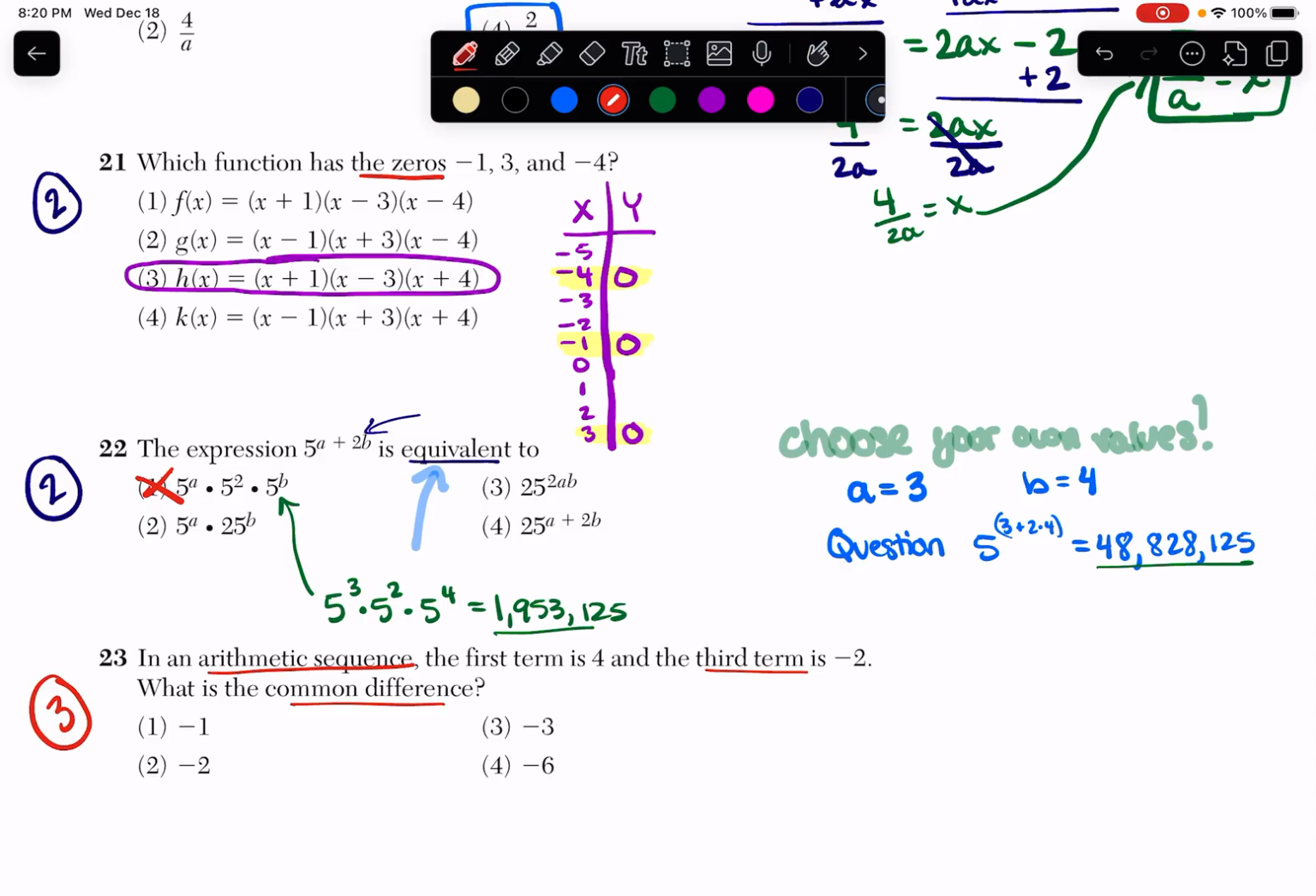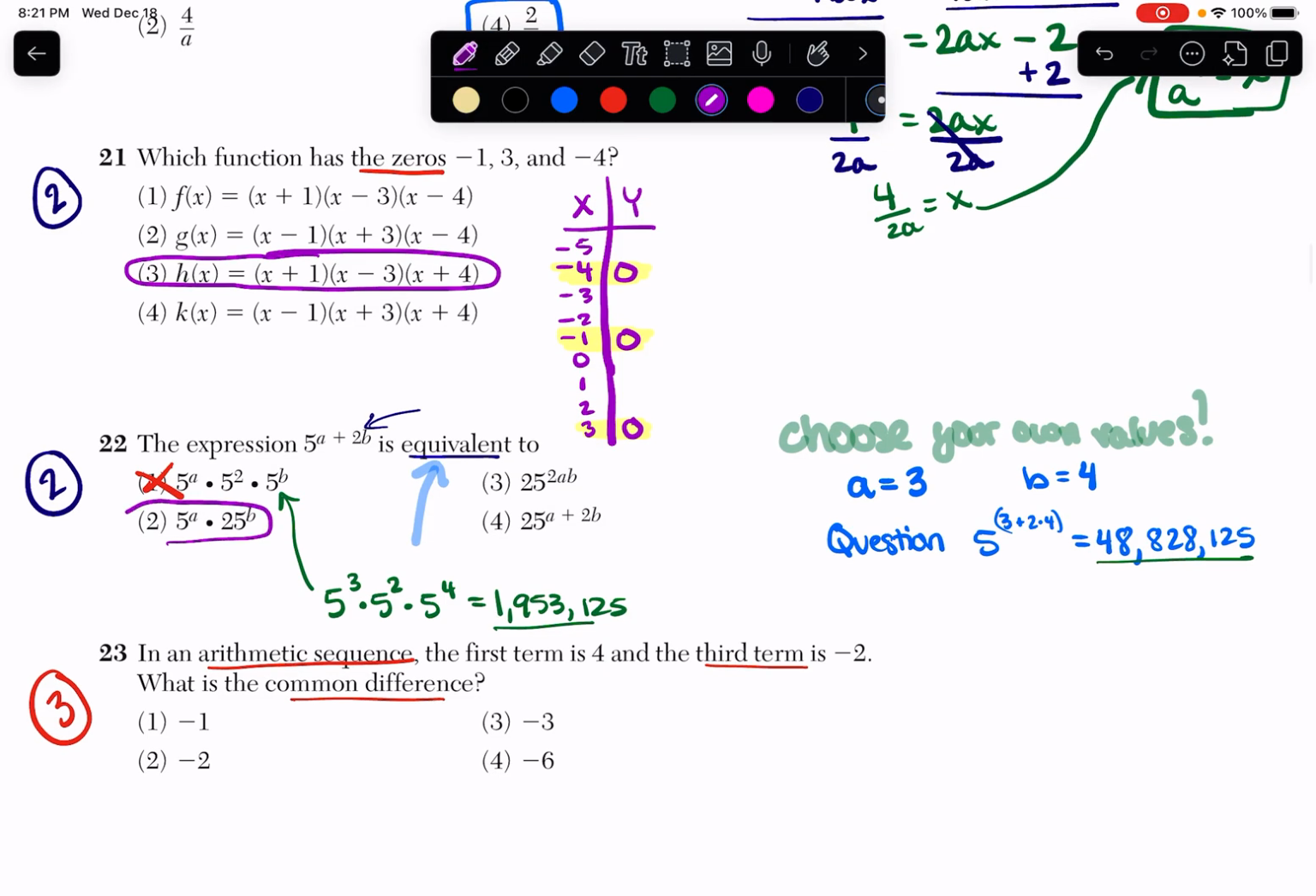So if you choose your own values and then plug them in everywhere, you should be able to find a match. For this one, the answer choice that should give you a match is number 2.